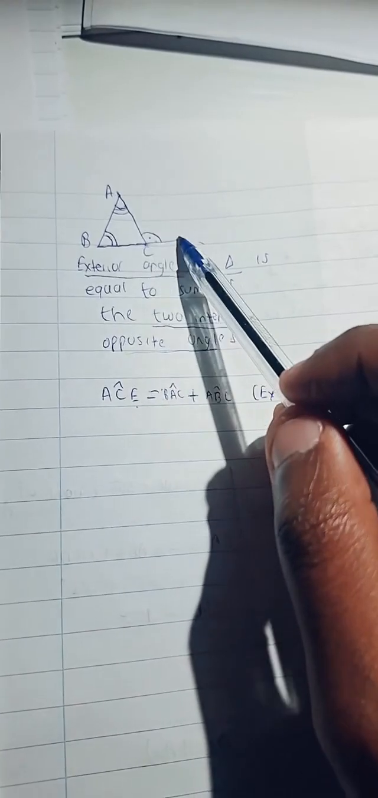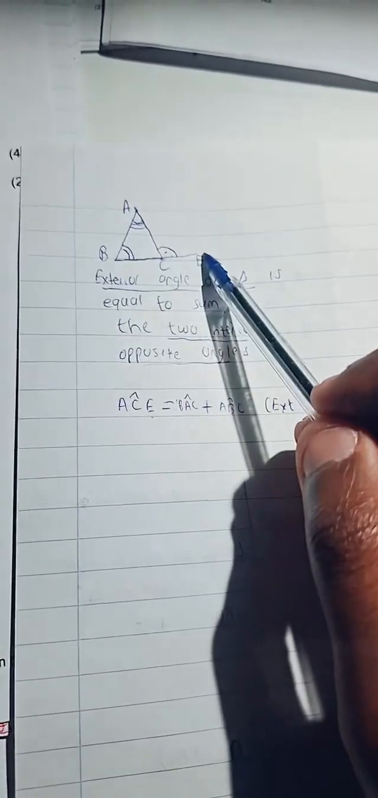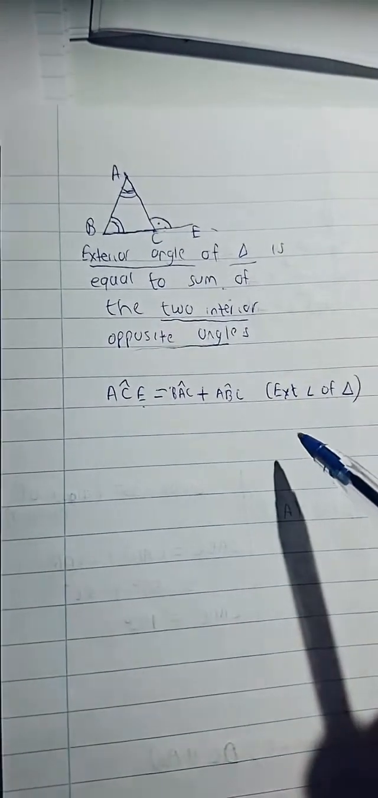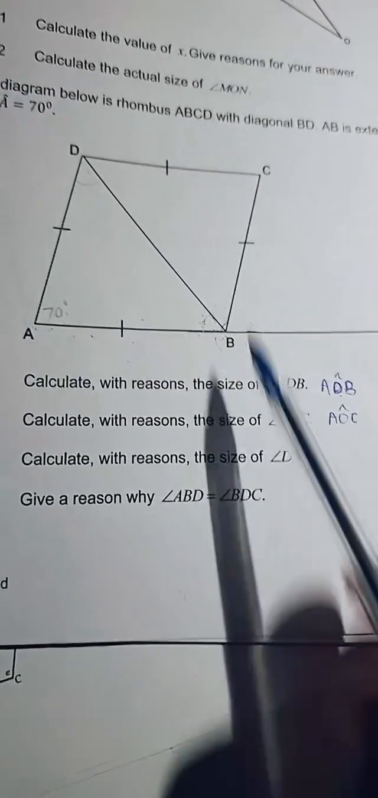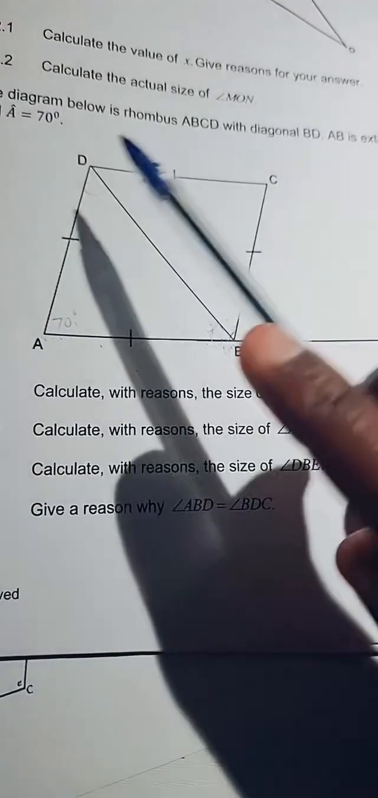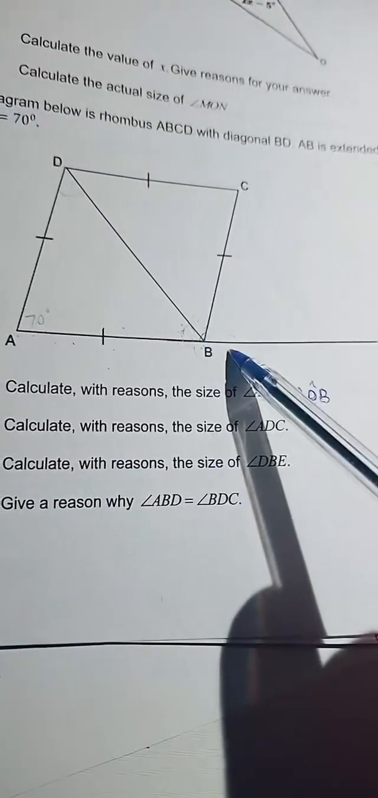But remember, the side that we say is basically making up this exterior angle, the extension of the side, needs to be in line. It must be in the same straight line in order for it to qualify as that exterior angle. If it is not, then it does not qualify. All right. So when we come back here, remember we want the size of angle DBE, and we need to calculate, giving reason. So we need angle DBE.